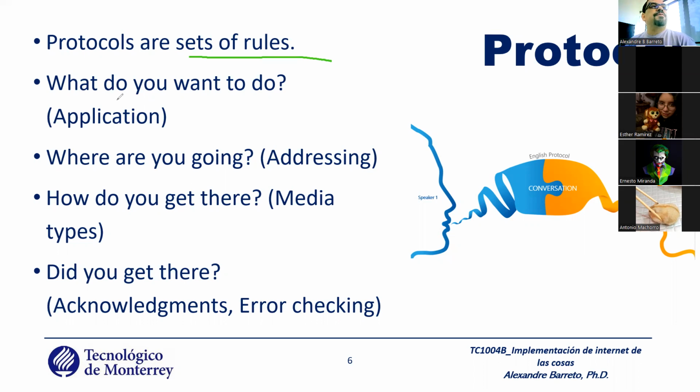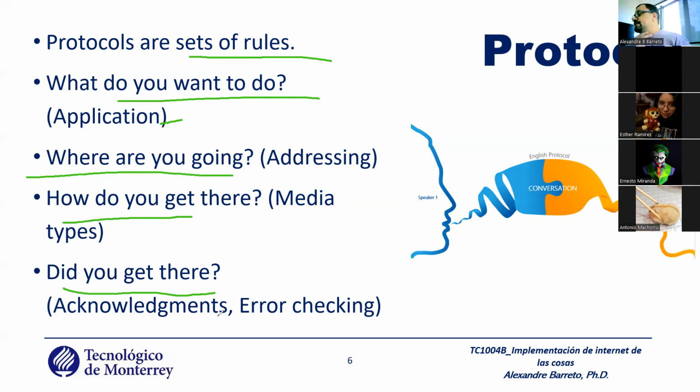Okay, these rules define what you want to do, the application. Where you go, the addressing. How you get there, the media type, for example, Wi-Fi, smartphones, networks, and others. And did you get there? Acknowledge, error checking, for example.